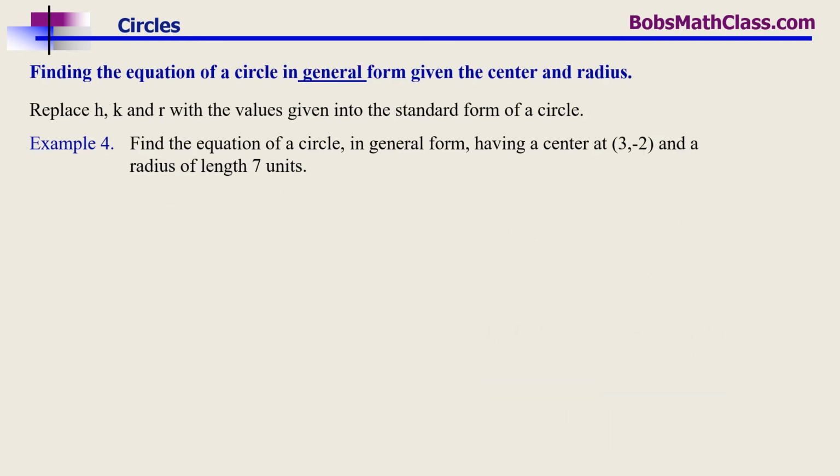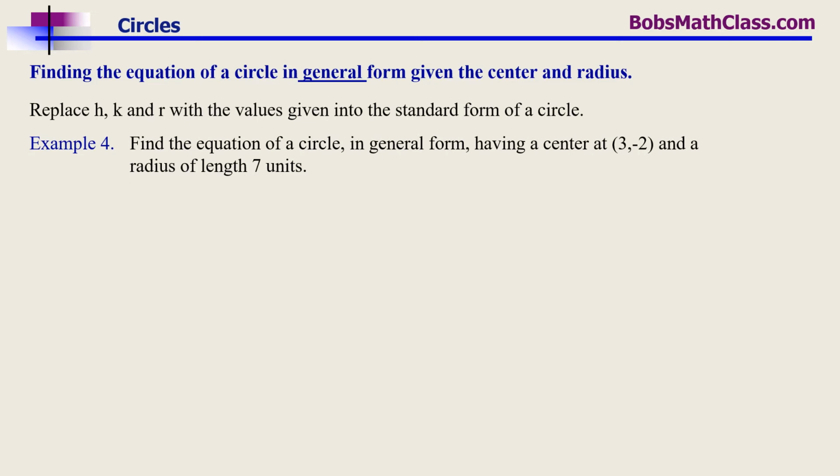Okay, this next problem is general form. So general form didn't have any parentheses, right? Okay, so we're still going to do the same thing. We're going to replace the h, k, and r into the standard form, and then we're going to work it out. Instead of writing it out with a squared, we're going to write it out twice in FOIL and then bring all the terms to one side.